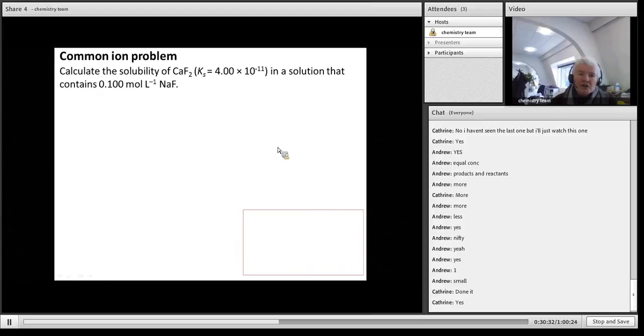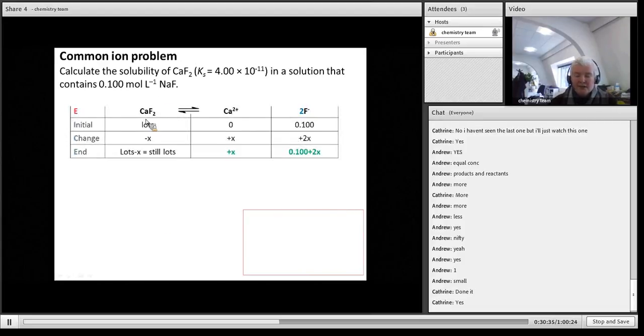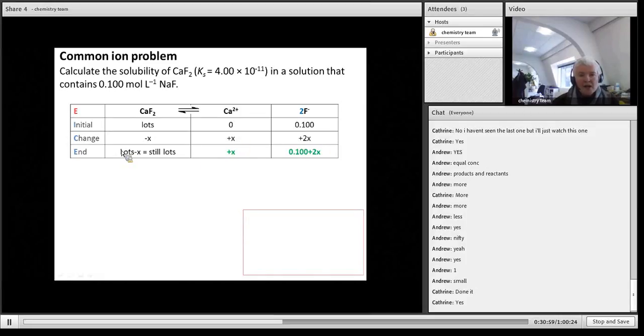Okay, so we've got calcium fluoride, and I've got two fluorides being formed. In the beginning, my fluoride comes from the sodium fluoride, so it's 0.1. Then my calcium fluoride is going to dissolve. For every one calcium fluoride that dissolves, I get one calcium and two fluorides. So at equilibrium, I've still got lots of undissolved calcium fluoride, X amount of calcium ions, and 0.1 plus 2x of the fluoride ions.